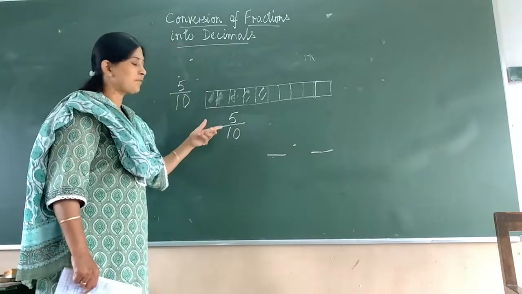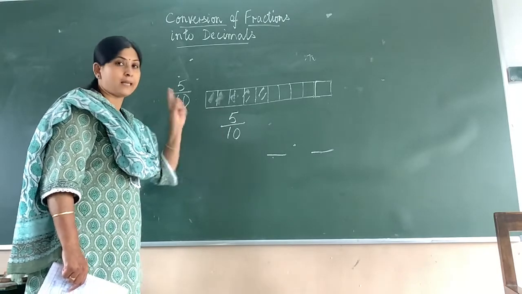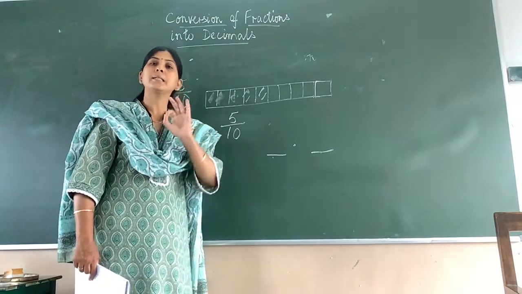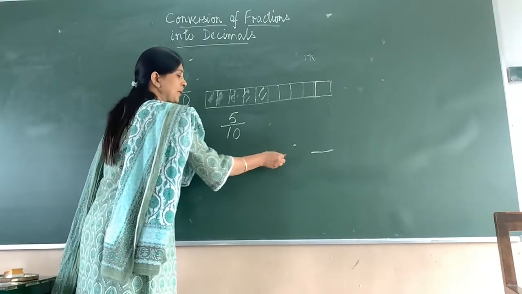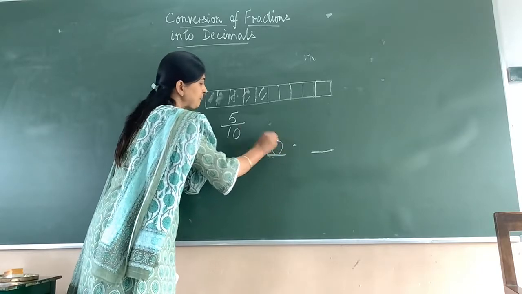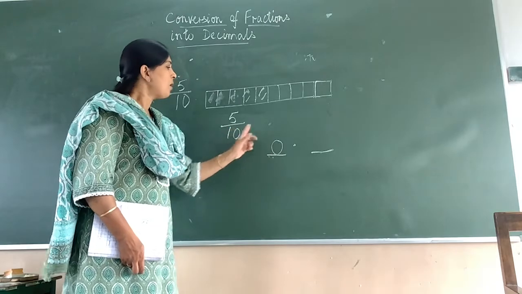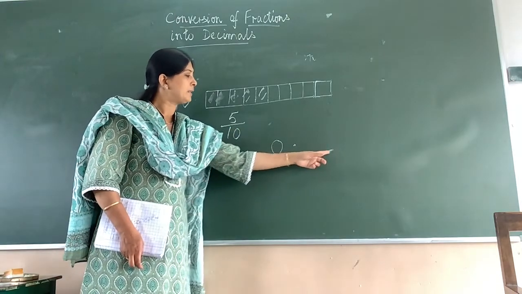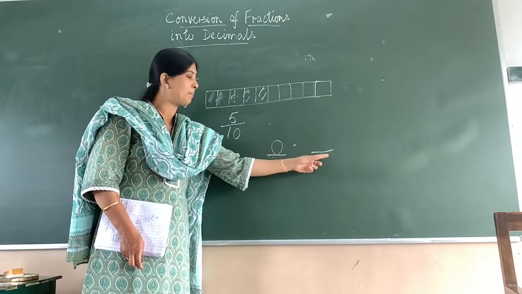Now look at this fraction once again, 5/10. It is a proper fraction. It is less than 1. So in the whole number part, since it is less than 1, what can we write? 0. We will write 0. Now we have to write the part that is after the decimal point, the decimal part.